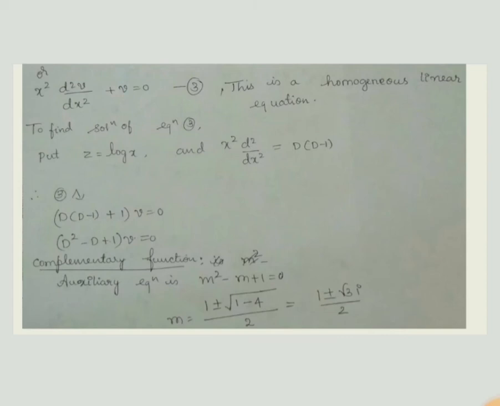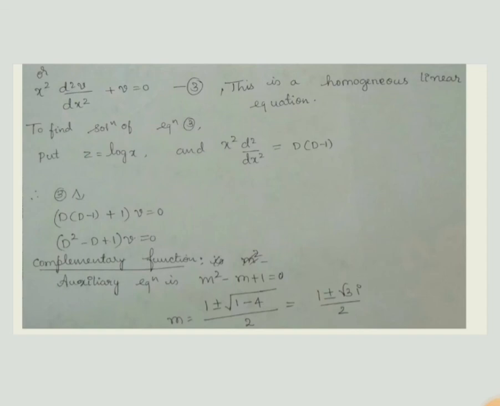Okay. So for that now put z is equal to log x. This is of the form x square d square v by dx square, so we have to put z is equal to log x. And x square into d square by dx square is at that time d into d minus 1. So therefore the equation 3 can be rewritten as d into d minus 1 plus 1 into v is equal to 0. Further simplify, d square minus d plus 1 into v is equal to 0.